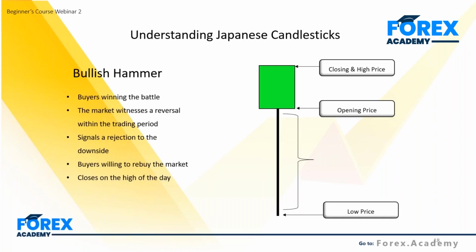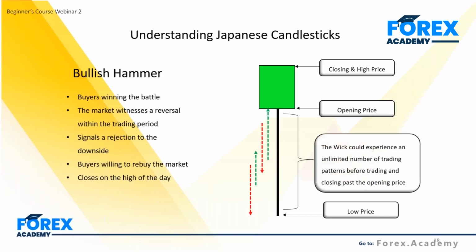Here we have a bullish hammer candle. And again, what does it represent? Well, we can see the closing price is the high price of the day. So that's very strong for us. Okay, great. Opening price is there. Okay, and we see a very large wick in this candle. Again, what does it represent? Well, the buyers are winning the battle. The market witnesses a reversal within the trading period, signals a rejection to the downside. Buyers willing to rebuy the market, of course, and it closes on the high of the day. So very, very technically significant for us.